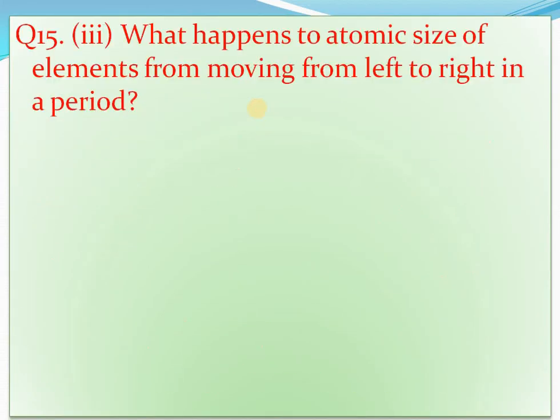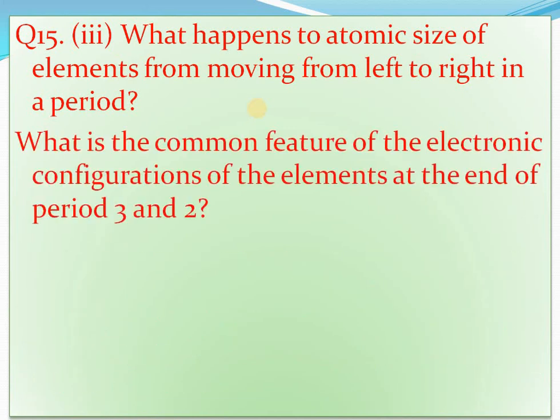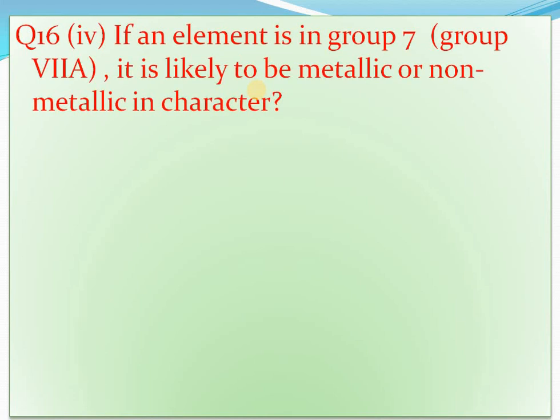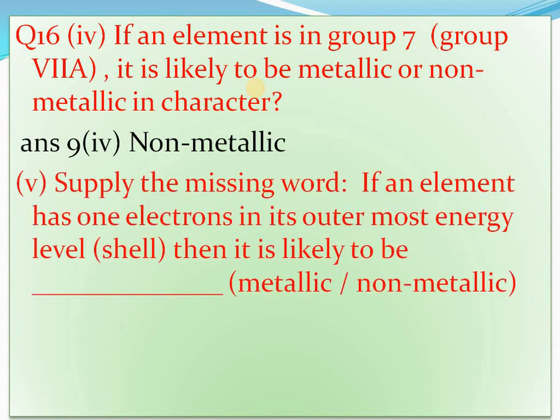Next point, what happens to the atomic size of the element moving from left to right? It decreases. What is the common feature of the electronic configuration of the elements at the end of the period? Noble gases are there. If an element in group 7 is likely to be metallic or non-metallic, 7A means group 17, that will be non-metallic in nature. Supply the missing word: if an element has one electron in the outermost energy level, it means alkali metal, which is likely to be metallic. Alkali metals are metals only.